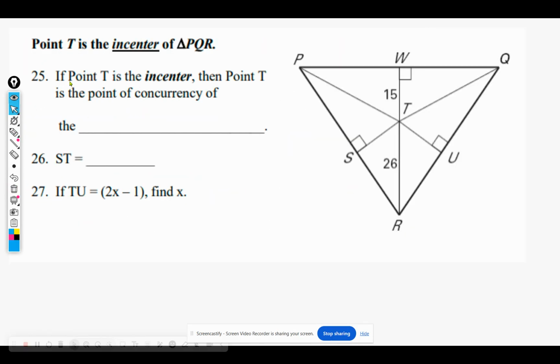All right. Point T is the incenter of triangle PQR. Question 25 says if point T is the incenter, then point T is the point of concurrency of the, and we got to think. Remember, I gave you those words, I am beautiful. A and B stand for angle bisectors. So the point of concurrency is angle bisectors.